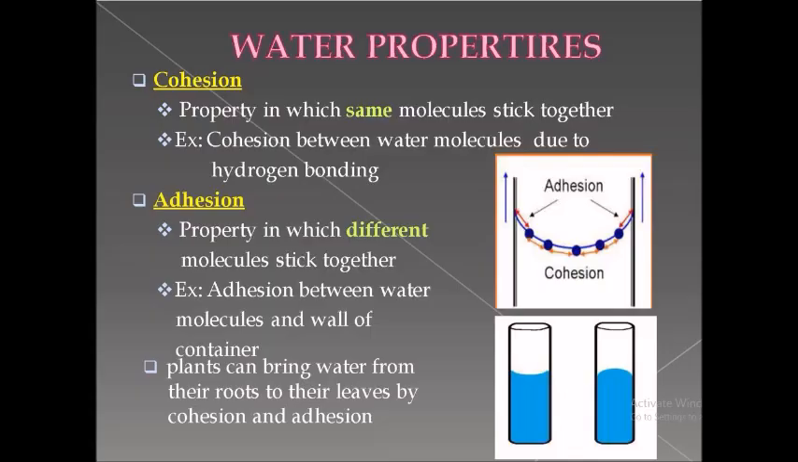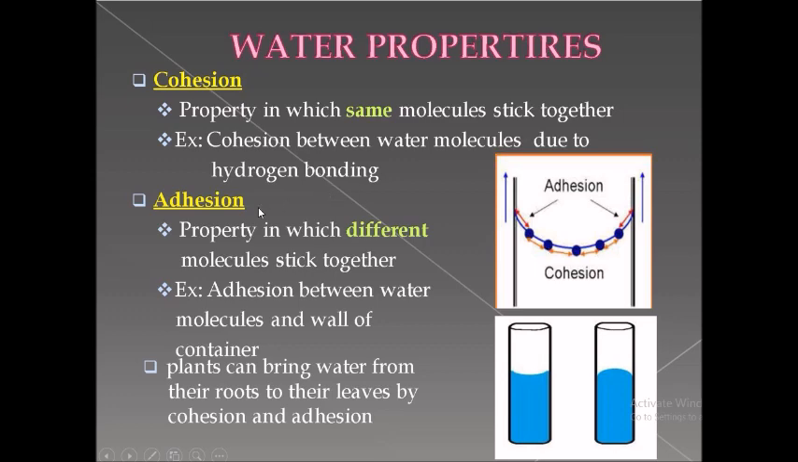So what is cohesion and adhesion? Cohesion is a property where the same molecules stick together, such as the cohesion between water molecules and other water molecules due to hydrogen bonding. As you can see here, a water molecule and another water molecule can attract each other due to cohesion because they are the same molecules.